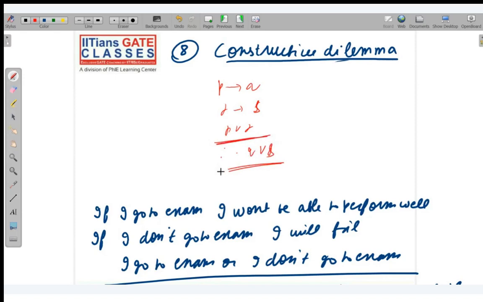So what is it saying? I am assuming P implies Q is true. I am assuming R implies S is also true. Now I am saying P or R. P or R means what? Either P is true or R is true. So the final conclusion will be what?